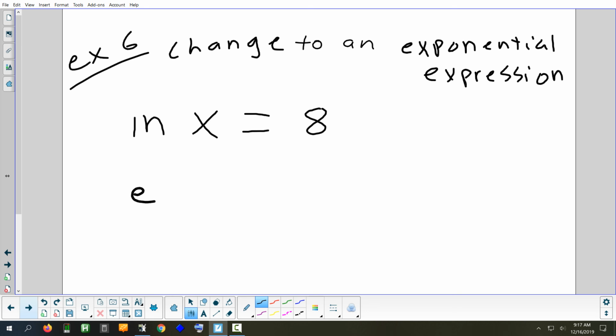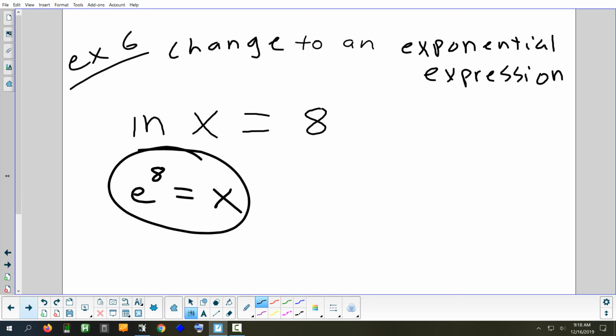Justin, what's my exponent? 8. Logarithm equals the exponent. All logarithms. This is a natural logarithm. It's still a logarithm. Logarithm equals the exponent. And Courtney, what ends up by itself? The 8. We already used the 8. That was the x. Remember, the x is your argument.